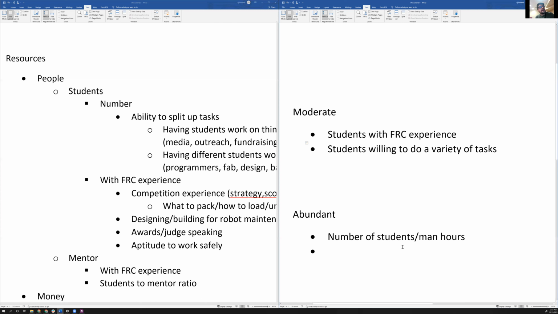Okay. What about mentors with FRC experience? You think that's critical? So that's why we have it broken up into two different things. So I would say that as far as mentors with FRC experience, that's abundant, but student to mentor ratio is critical.